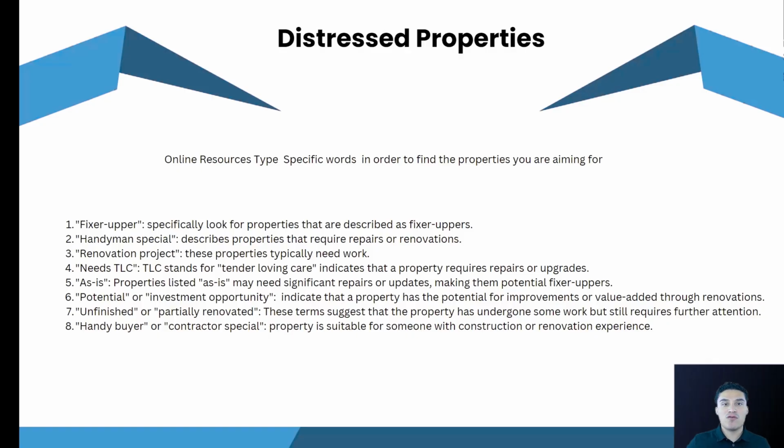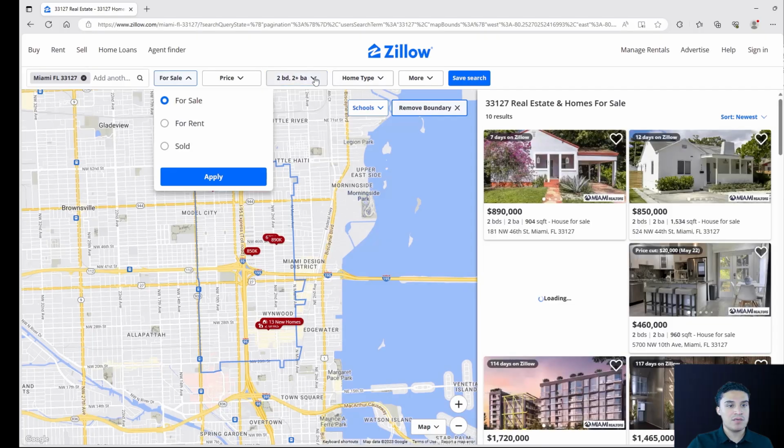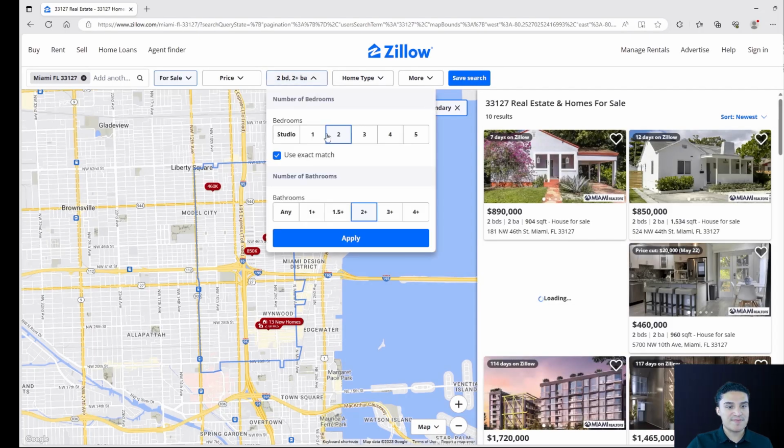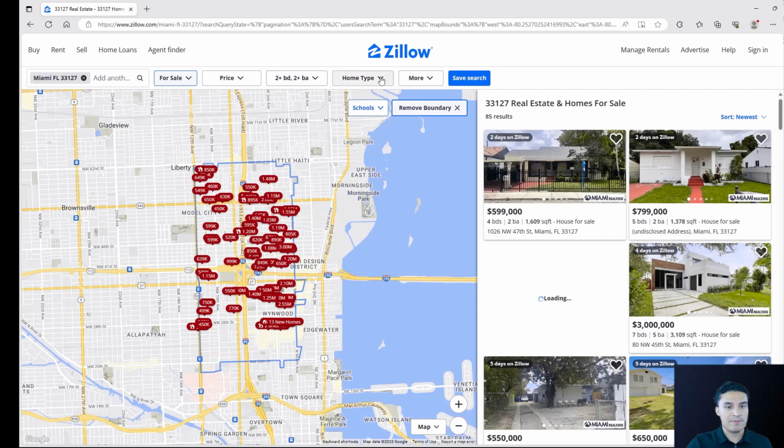I'm going to try just a few to show you what exactly that looks like, and then we're going to be able to find these properties. And we're going to use the same zip code that we were using. All right, so once you get to Zillow.com, these are things that I'm going to change right now. So for example, sold. Now we're going to look at properties that are for sale. This right here, we're not going to be specific. We're just going to see everything that they have. We're going to apply it.